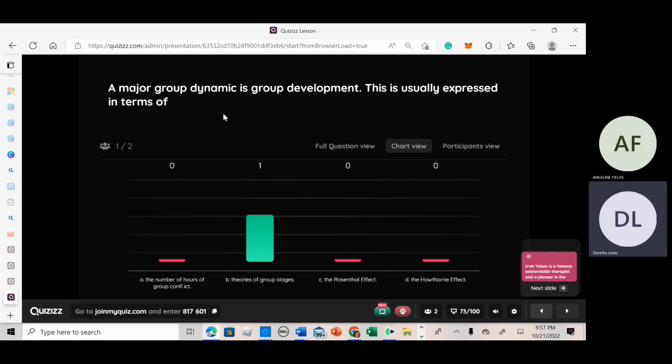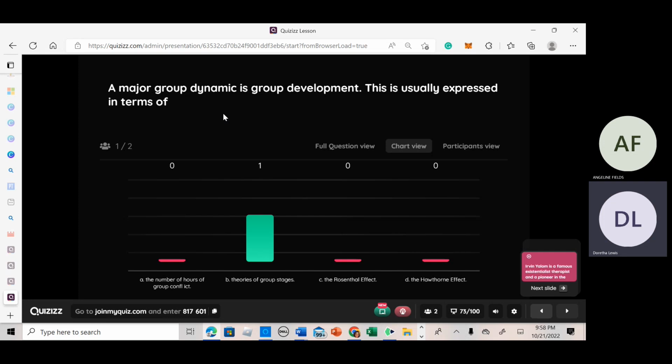Rosenthal effect. Let me see. When we expect certain behaviors of others, we are likely to act in ways that make the expected behavior more likely to occur. This is the Rosenthal effect. The Hawthorne effect.